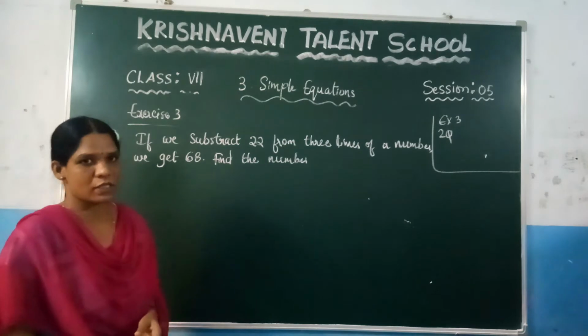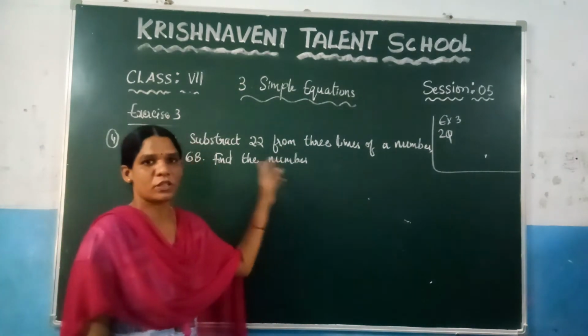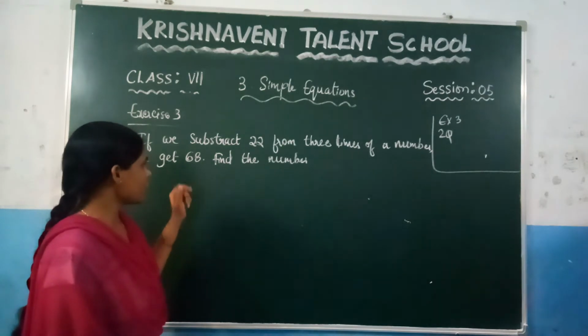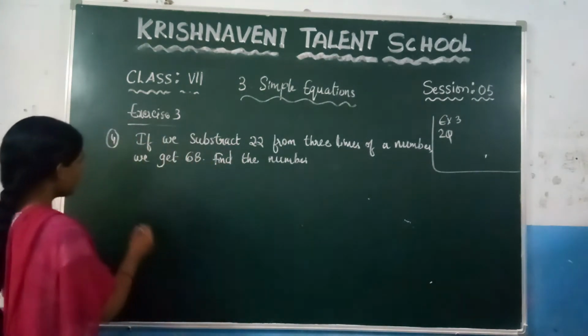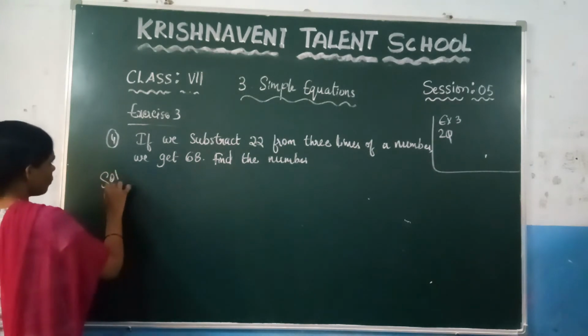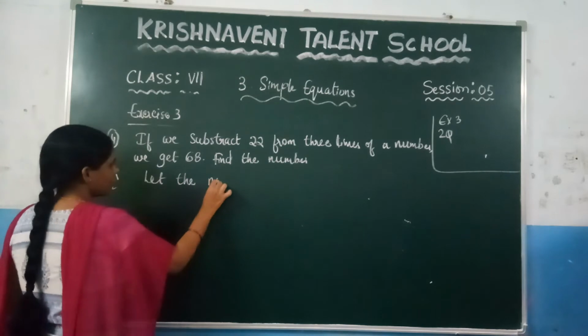They have given subtraction. So if you subtract 22 from 3 times of a number, you are getting the result as 68. You need to find what that number is. Similarly here, we don't know what that number is. Let the number be x.